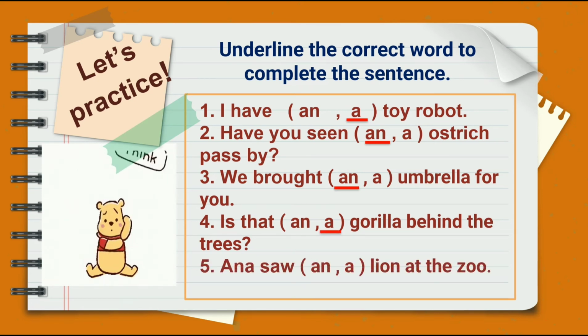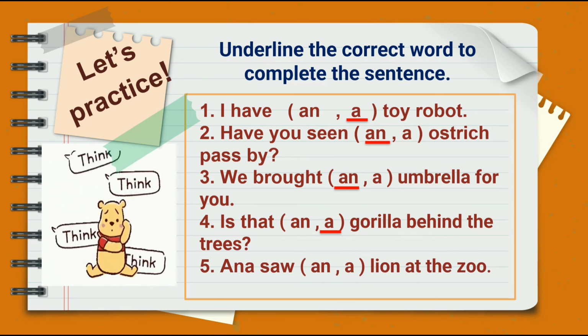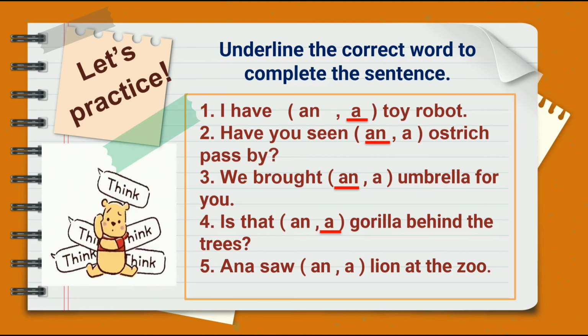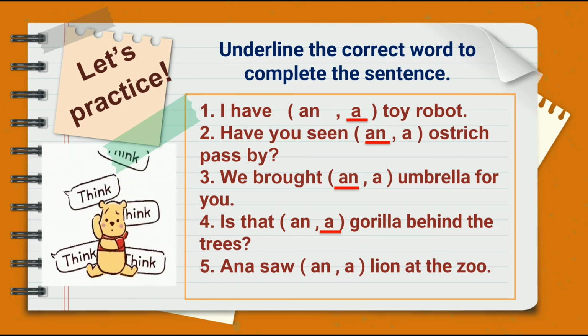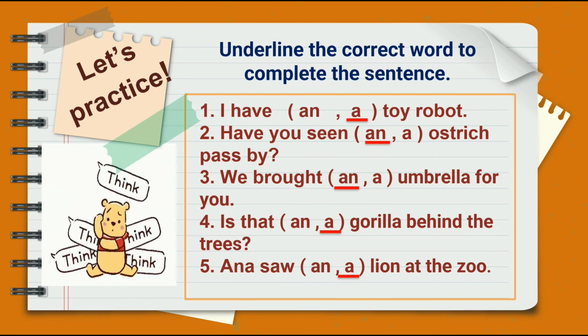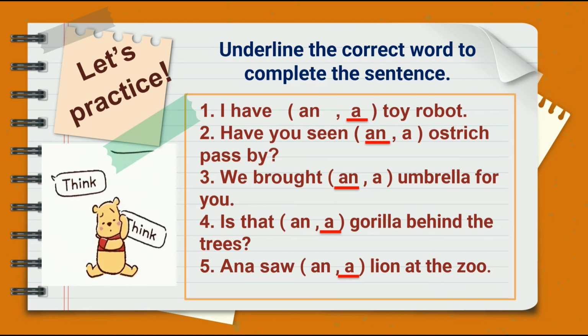And the last number, Anna saw blank lion at the zoo. Now remember, the noun is lion. So which article are we going to choose? Very good. The article a, since lion starts with a consonant letter. So that's it, kids. Very good. Job well done.